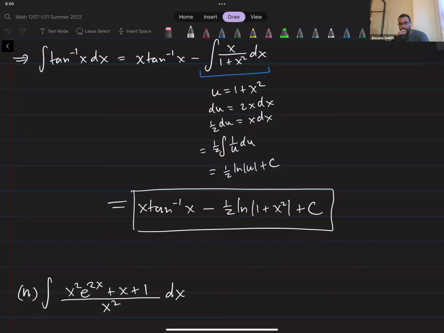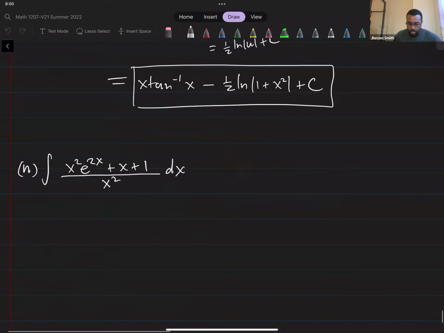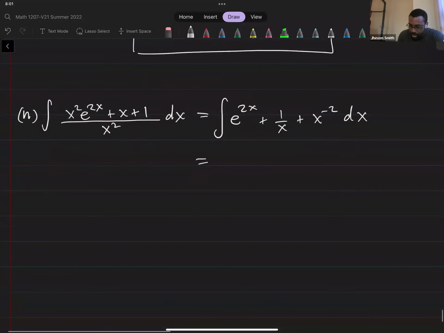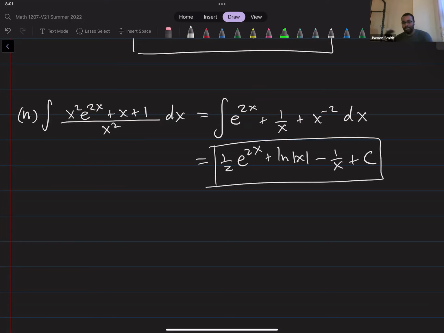Maybe split up the numerator and divide each part by x squared. Yeah. What would you get? So it would be e to the 2x plus 1 over x plus 1 over x squared. No, those are basic rules, right? That's 1/2 e to the 2x plus ln x minus 1 over x. Yeah, so what's step 2?